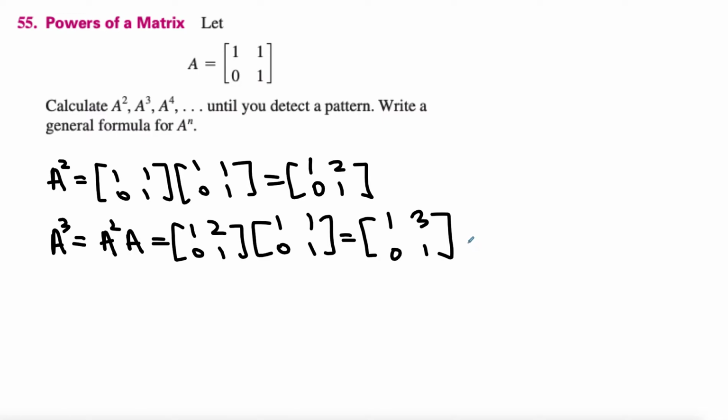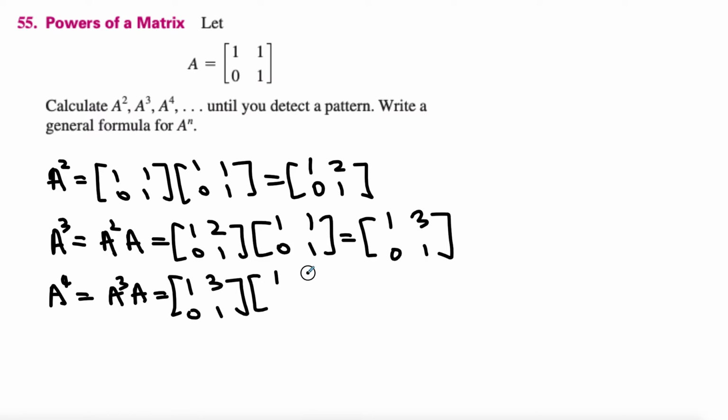We see a pattern here. So when it was a squared, everything was the same except this number. When it was a cubed, same thing except this number. Just increasing this particular value more and more. Let's see if that's true for a sub 4. That means a sub 3 times a. So what I'm going to do is [1, 3; 0, 1] multiplied by [1, 1; 0, 1].